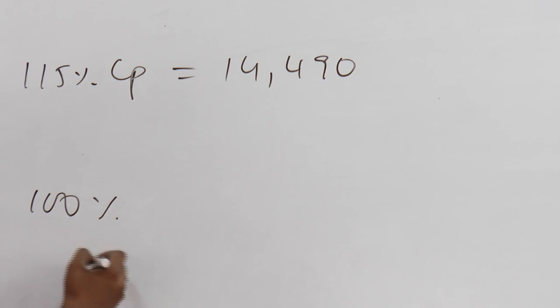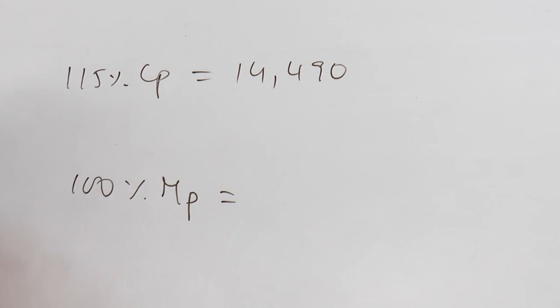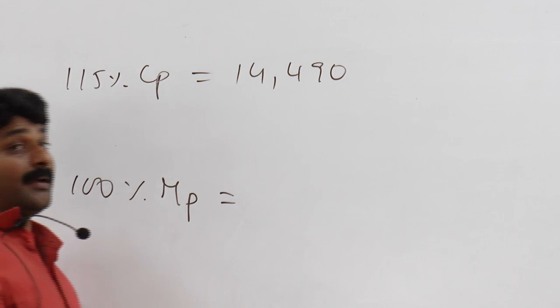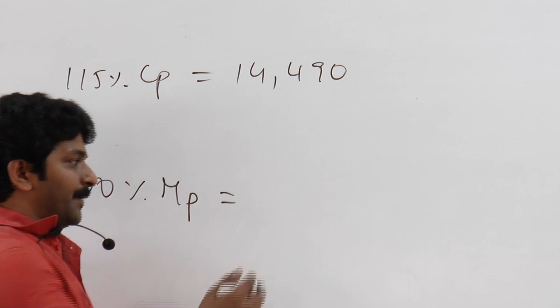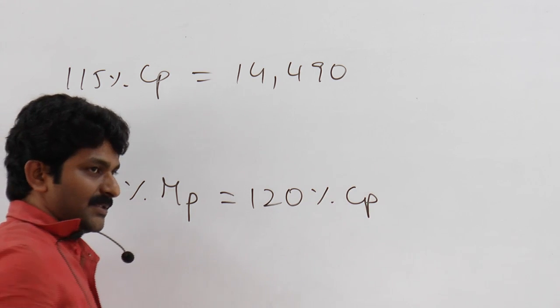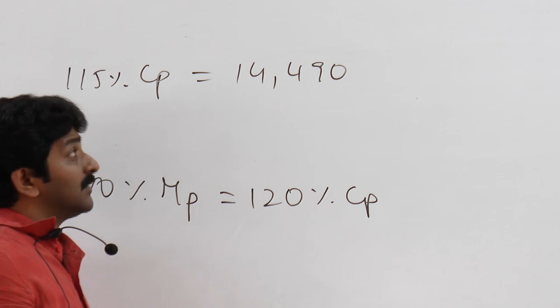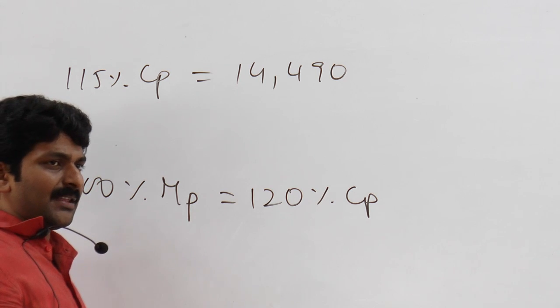If there is no discount given, that gives you 100% of market price, and thereby they can gain 20%. That is equal to 120% of cost price. What is your question? Discount percent.